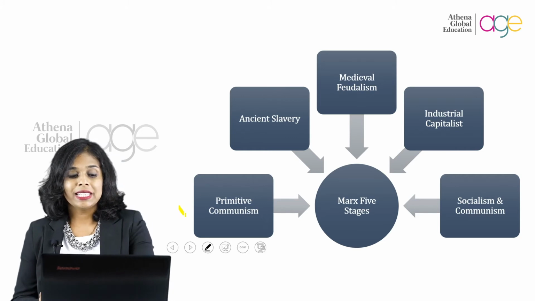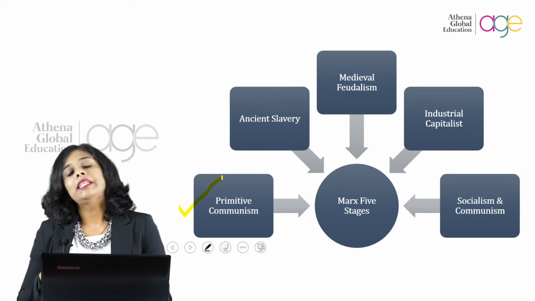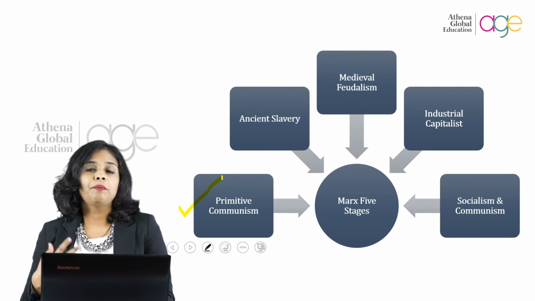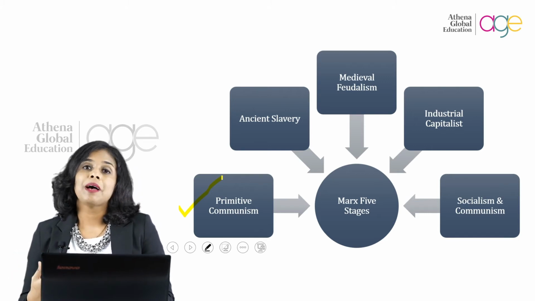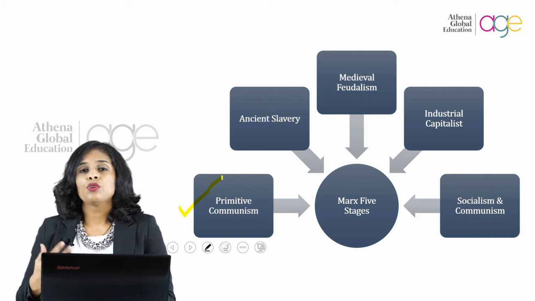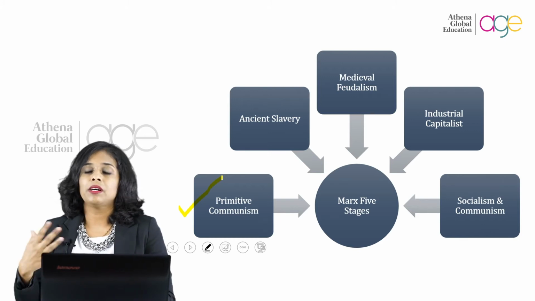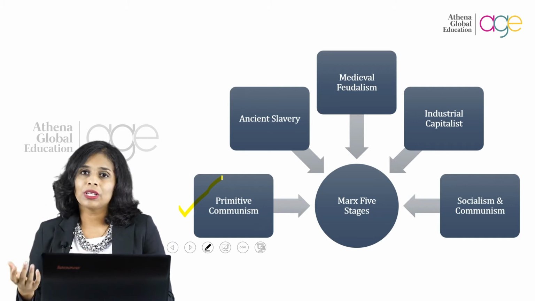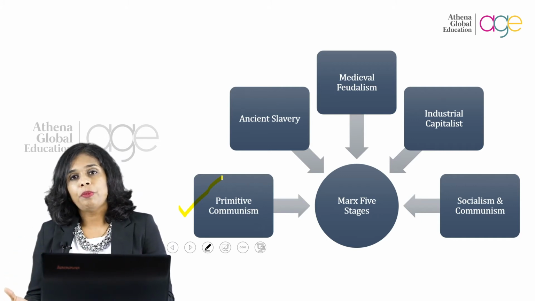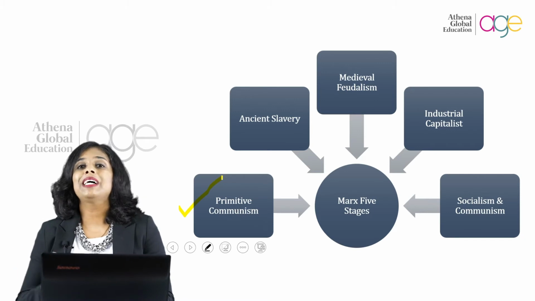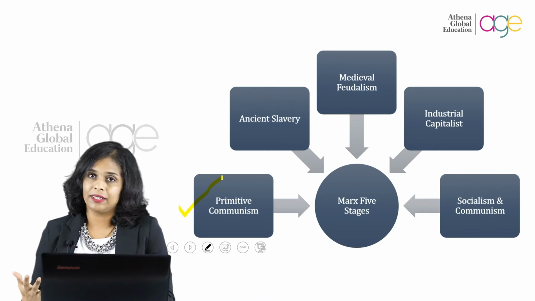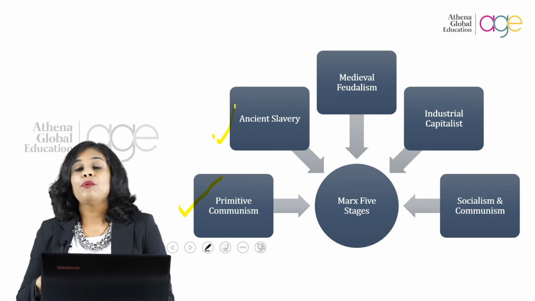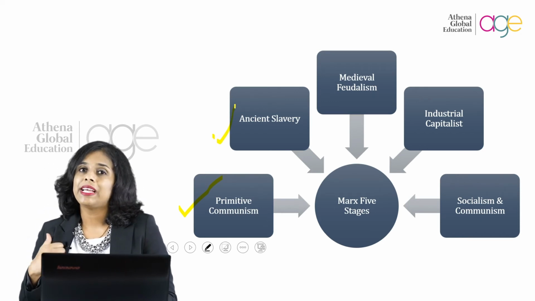The first stage is primitive communism. In this stage, all the men in a certain economy perform a similar function, for example hunting for food gathering. Everybody will be into hunting because they have to gather food for their sustenance, and there will be no classes. Nobody will be more powerful or less powerful; it will be a classless society, they all will be hunters.